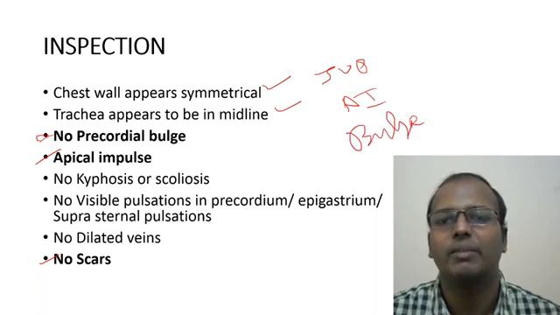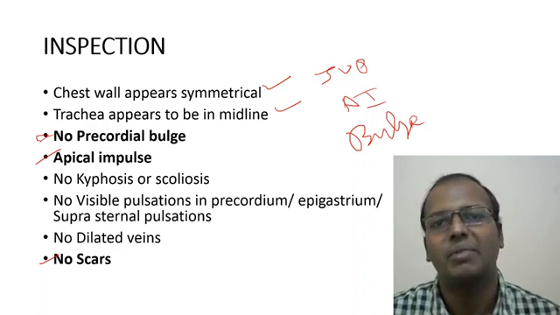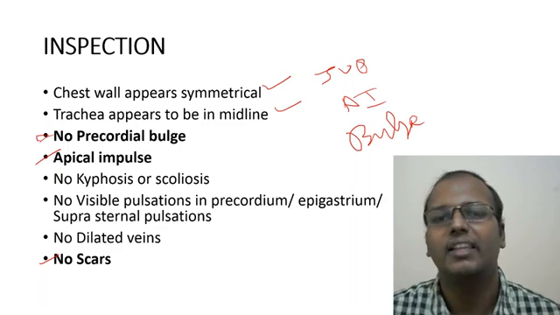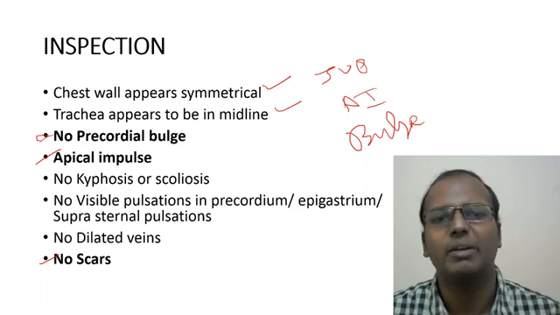And three things he used to tell in palpation: one is a thrill, another is a heave, another is a palpable P2. And three things in auscultation: heart sound, extra sounds, and murmurs. So these are the three points which you can remember. You should never forget. It is very important for a patient whom you are examining as a cardiovascular case. This is the complete proforma.